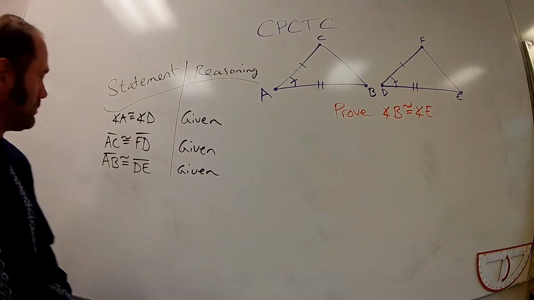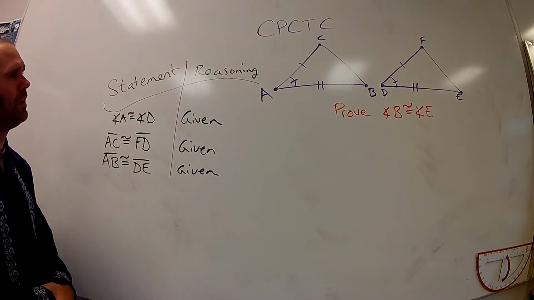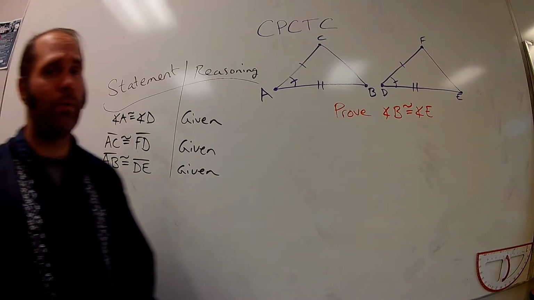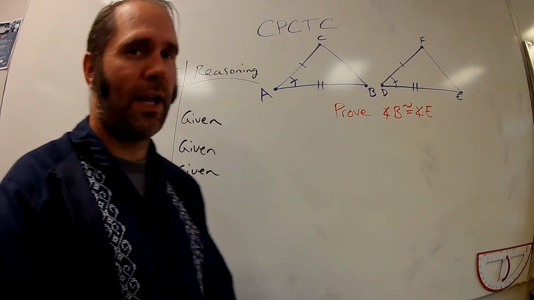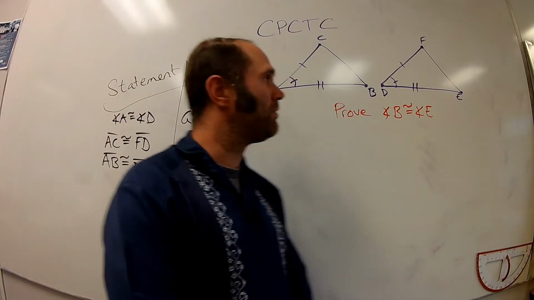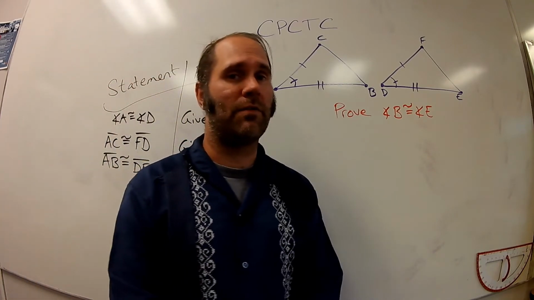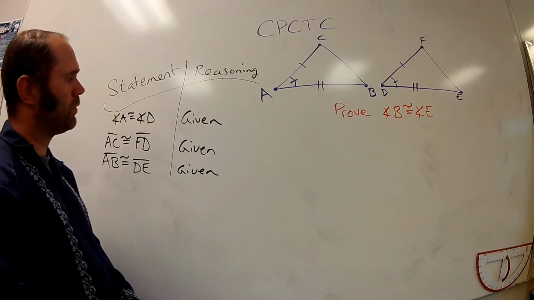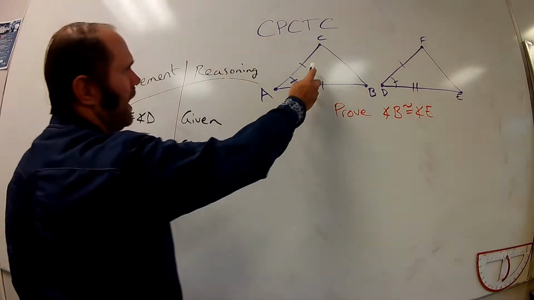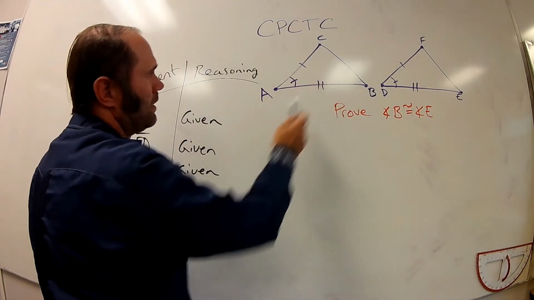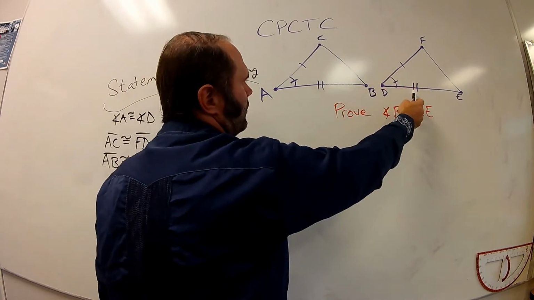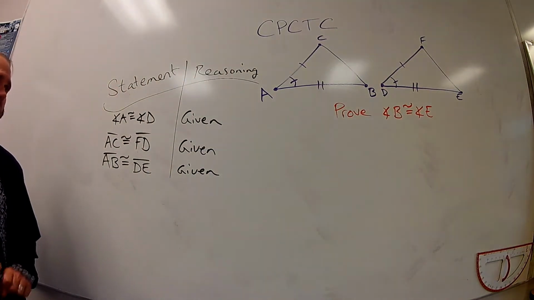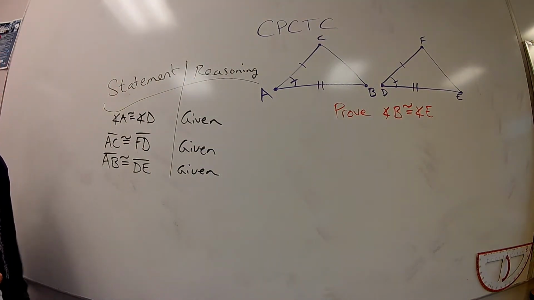Okay, so those are the three given pieces, and this is a simple problem because the triangles are separated and they did give us more than enough. In fact, they gave us exactly enough information to prove that the two triangles are congruent. So we have side, angle, side, side, angle, side. And they match up. So those are the corresponding side angle sides.